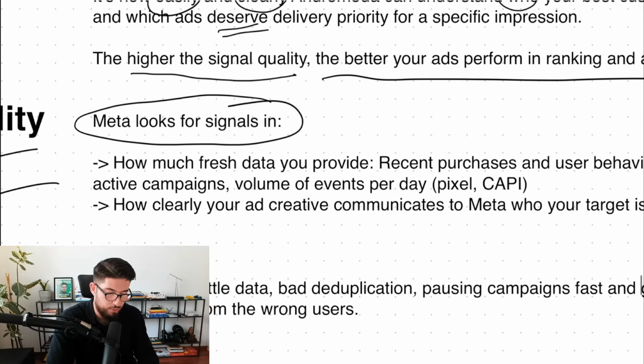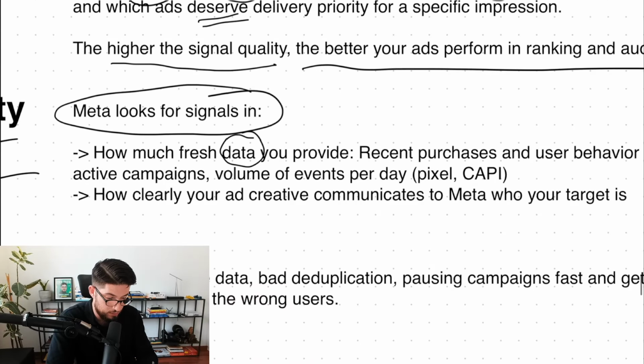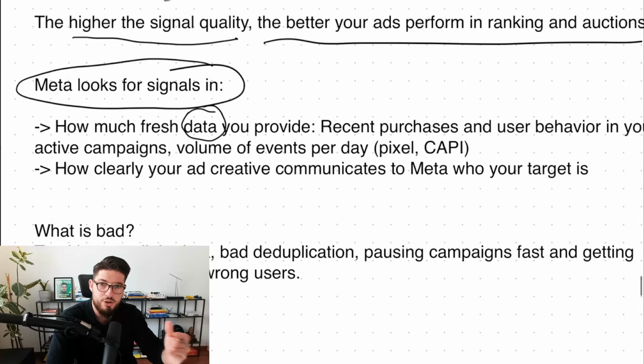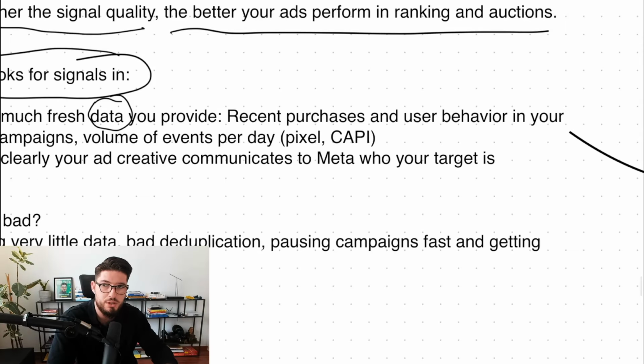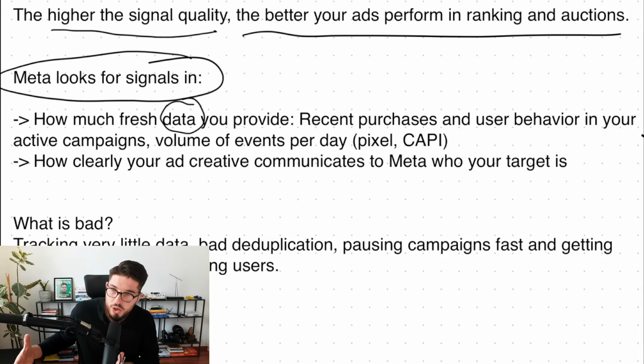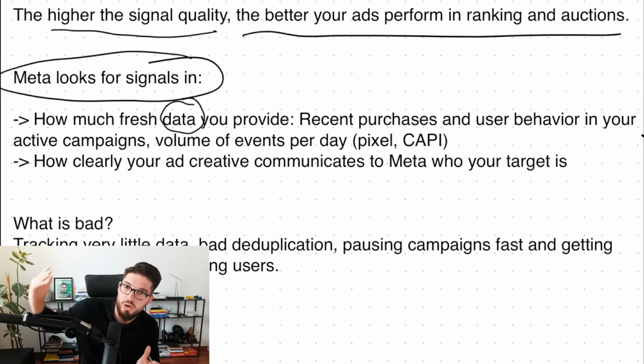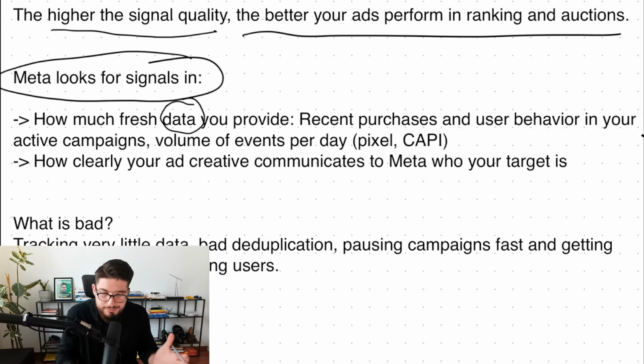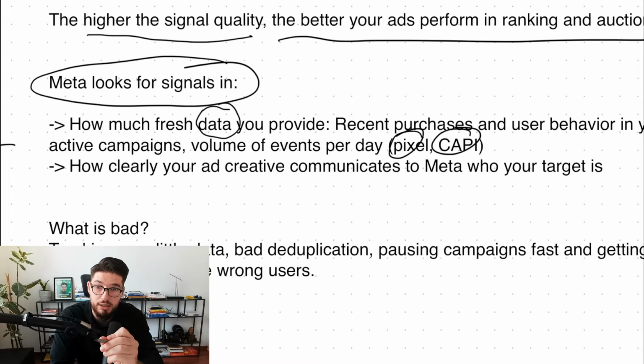What is Meta looking for? Two things in signals, okay? So data, okay? How much fresh data you provide, recent purchases, user behavior in your active campaigns, volume of events per day. So if you've got a lot of add to carts, it's easier for Facebook to know, okay, your customer is women 40 plus. That's just data, okay? So pixel and conversions API. And second, how clearly your ad creative communicates to Meta who your target is.